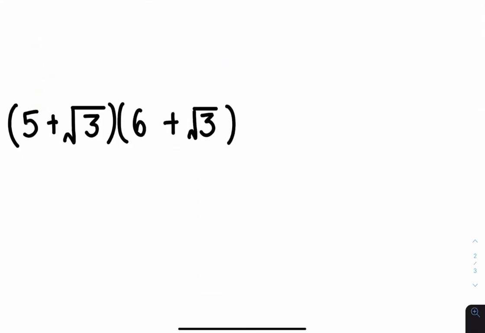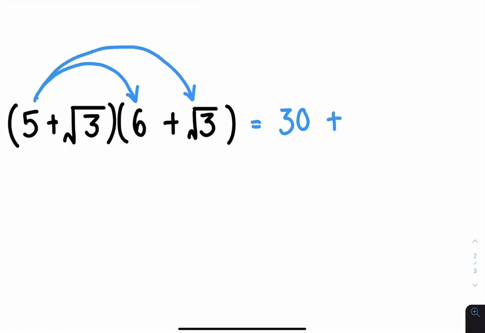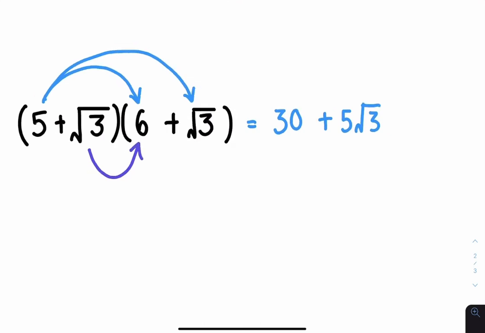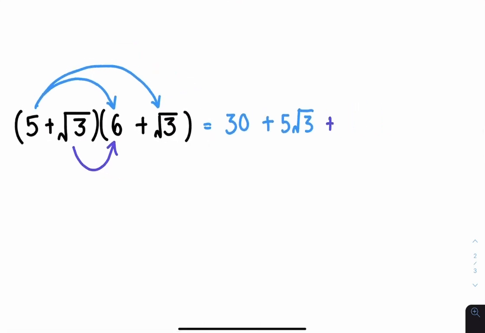This is a double bracket. Like before, you take the first term in the first bracket and multiply it by each of these. So 5 times 6 is 30. 5 times root 3 is 5 root 3, so plus 5 root 3. And then we're going to do this with the other term, which is a root 3, multiply it by 6. So root 3 times 6 gives you plus 6 root 3. And root 3 times root 3 is the same surd, so you just get the number inside the root, so it's just plus 3.